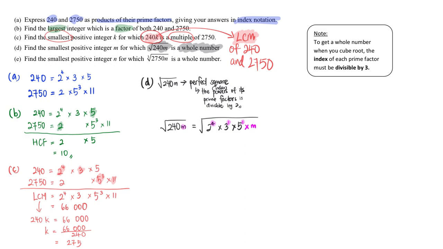But all the powers must be divisible by 2. So this means that I need another 3, from m. So 3 times 3 equals 3 to the power of 2. I will also need another 5 from m, such that 5 times 5 equals 5 to the power of 2, and the power 2 can be divided by 2. Therefore, by pure observation, m must be 3 times 5, which is 15.